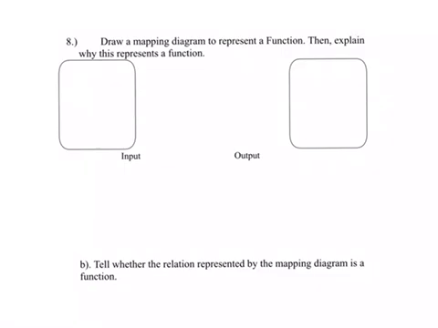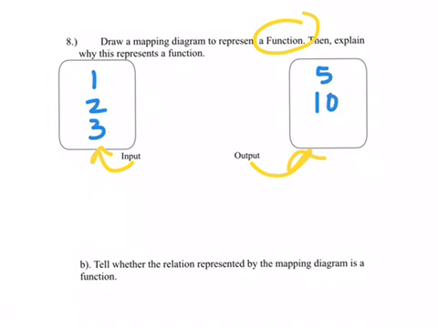For number 8, we want you to draw a mapping diagram to represent a function. So it has to be a function. Every input has to pair with exactly one output. So this could vary your answers, but your choices are up to you. So you put your inputs here and put your outputs here. So if you want to just keep it simple, you could do like 1, 2, 3. And then you could have your outputs be 5, 10, and 15. Again, this will vary.